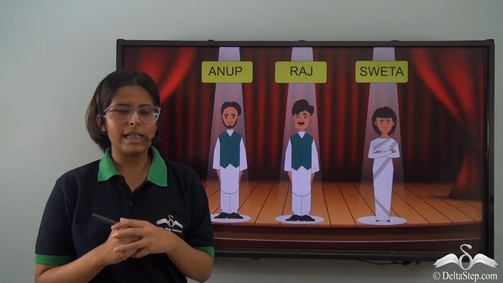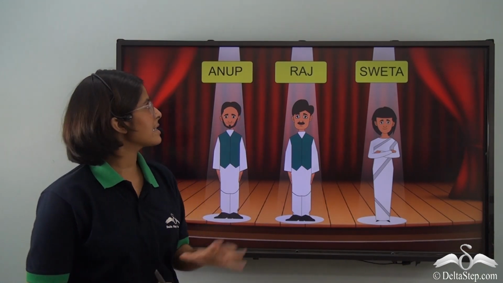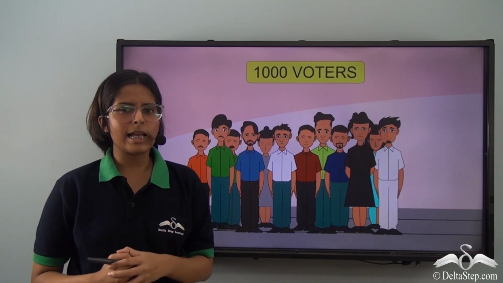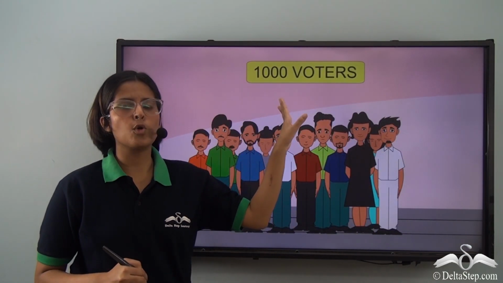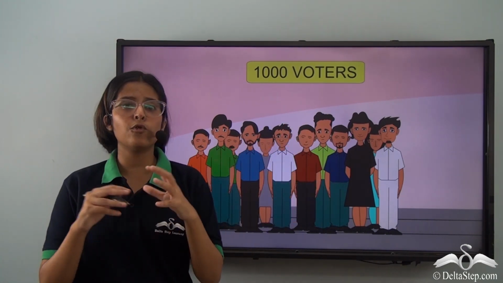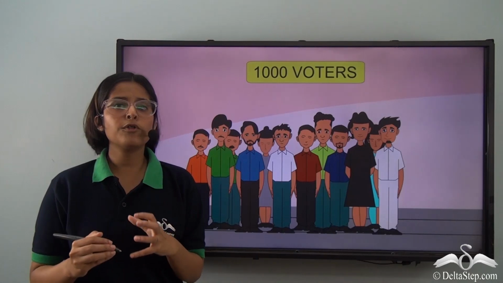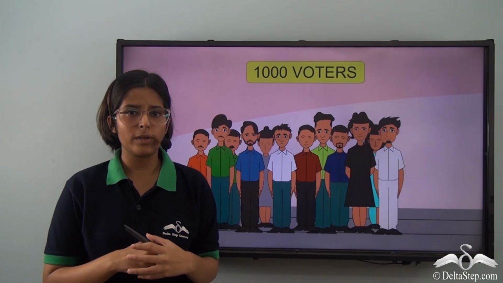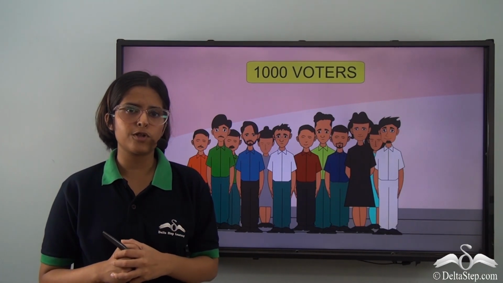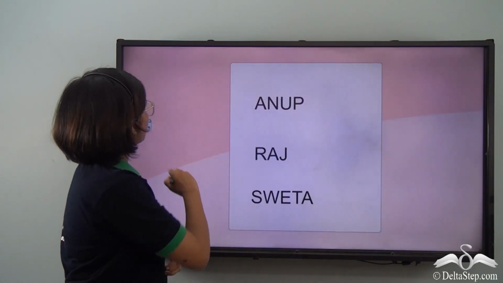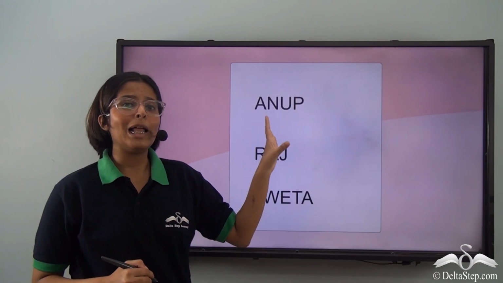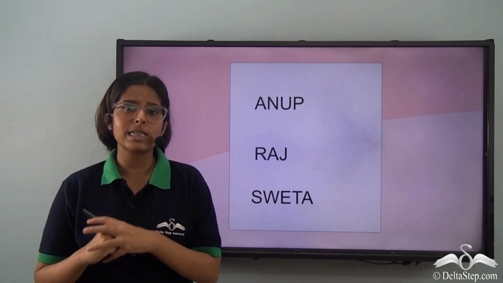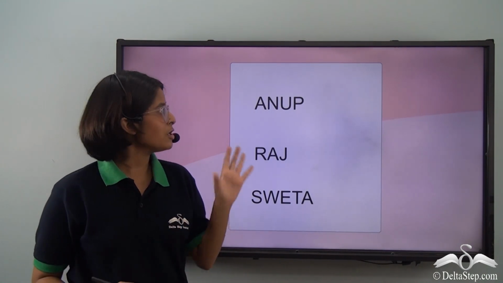So in the presidential election, imagine that there are 3 candidates, Anup, Raj and Shweta. And in this election, we have 1,000 voters. So these 1,000 voters will form the electoral college. But for now, we'll imagine that all of these voters have the same value of vote. Otherwise, it will become too difficult for us to understand. Now, this is what a ballot sheet looks like. In this ballot sheet, the names of the 3 candidates who are standing for the position of president have been already printed.